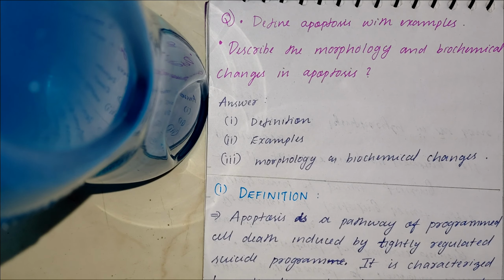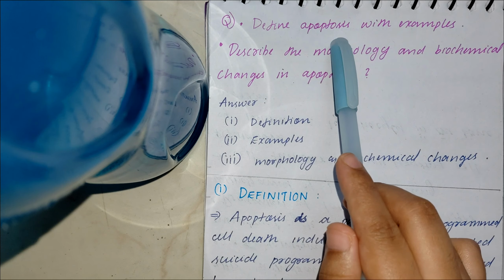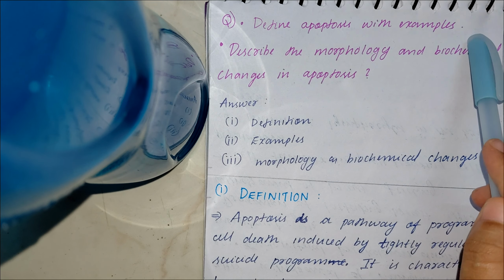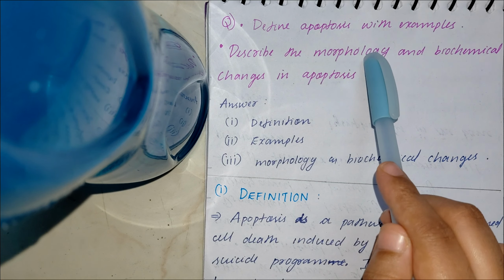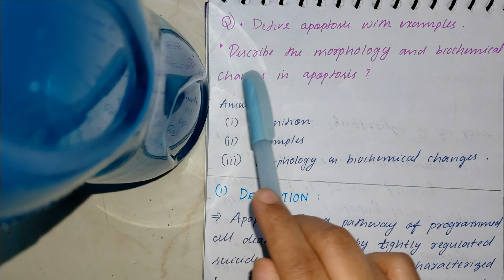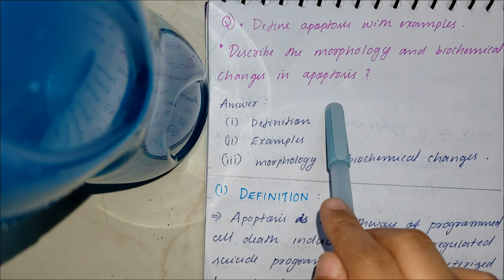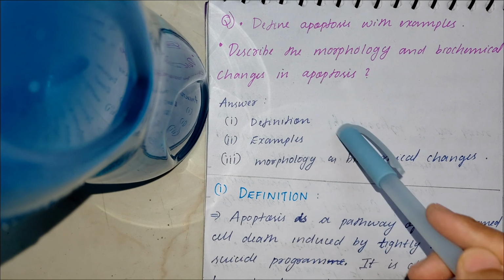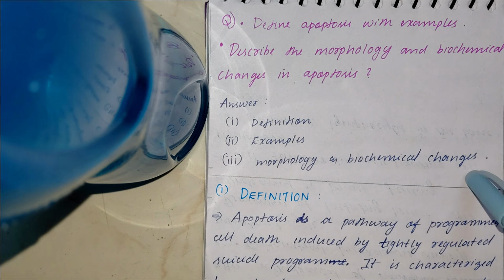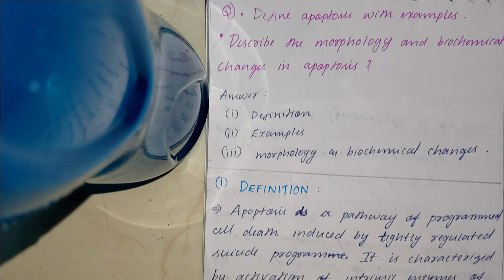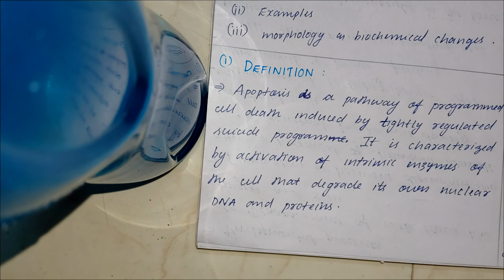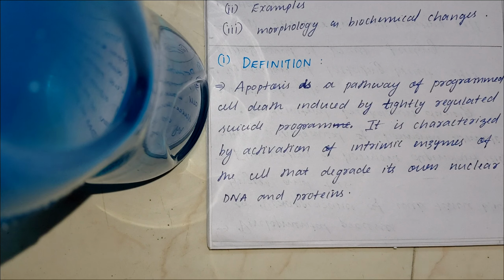So let me read out the question. Define apoptosis with examples and describe the morphology and biochemical changes in apoptosis. So we are going to discuss the definition of apoptosis, examples, and the morphology and biochemical changes associated with apoptosis. So let's get into the topic. First and foremost, the definition.